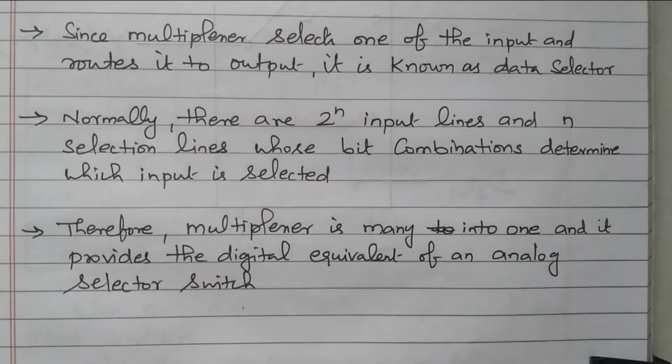So in this video we discussed the details of the multiplexer. It is nothing but 2 to the power n inputs, from which it will produce only one output that is controlled by n number of selection lines.